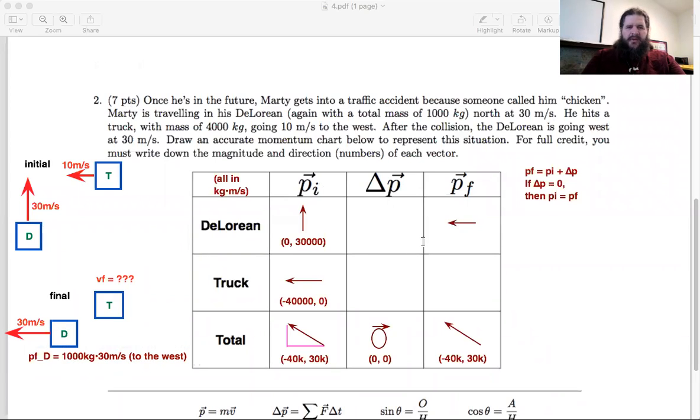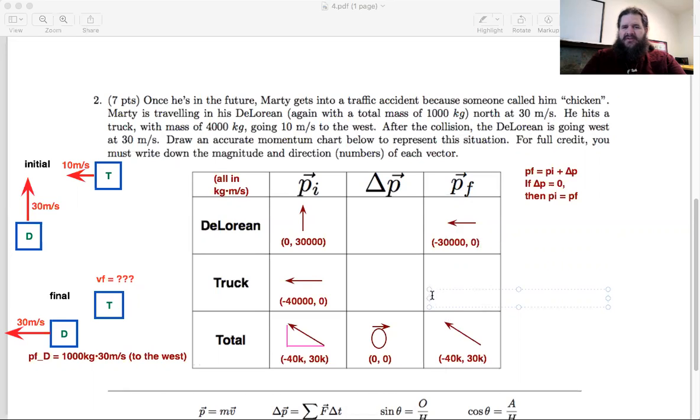And how would we write that as components? Is it negative 30,000, 0? Yeah, negative 30,000, 0. And so now the only unknown left is the final momentum of the truck. We've got to have values that make these add up to the correct total, negative 40,000, 30,000. So now we just need to fill in, and again, we can look at each component individually. The X components have to add up and the Y components have to add up separately.